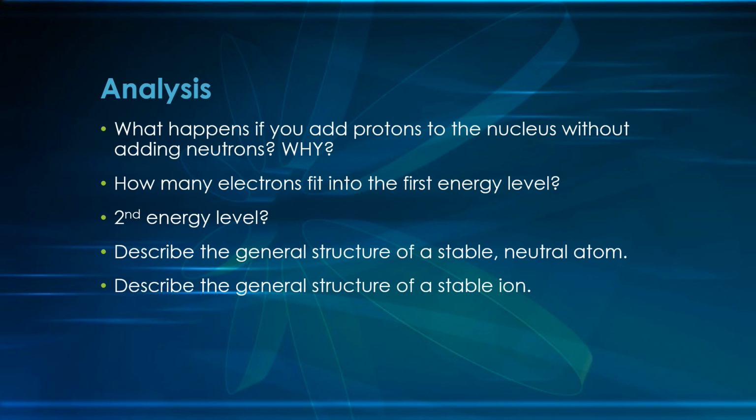Here are the questions that I want you to be able to answer after you finish playing with the PhET sim. What happens if you add protons to the nucleus without adding neutrons? Why does that occur? How many electrons fit into the first energy level? How many fit into the second energy level? Describe the general structure of a stable neutral atom. And last, describe the general structure of a stable ion.